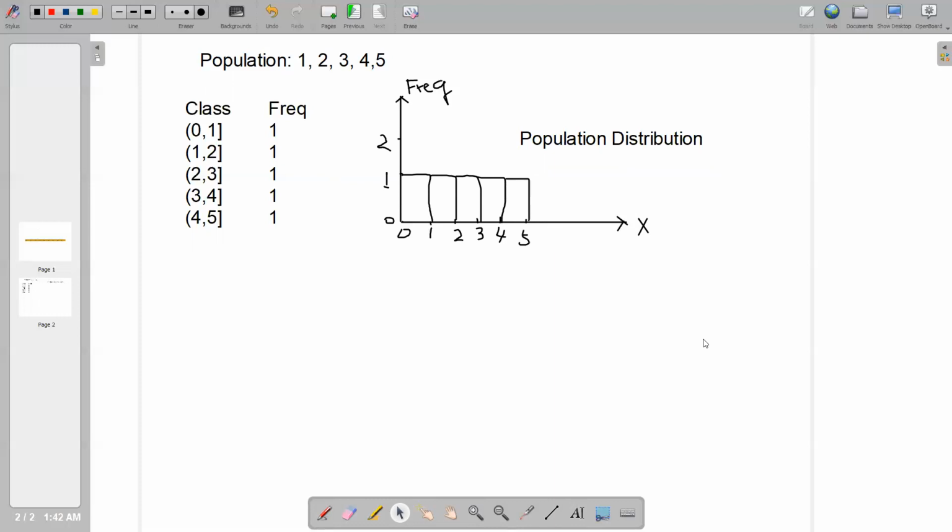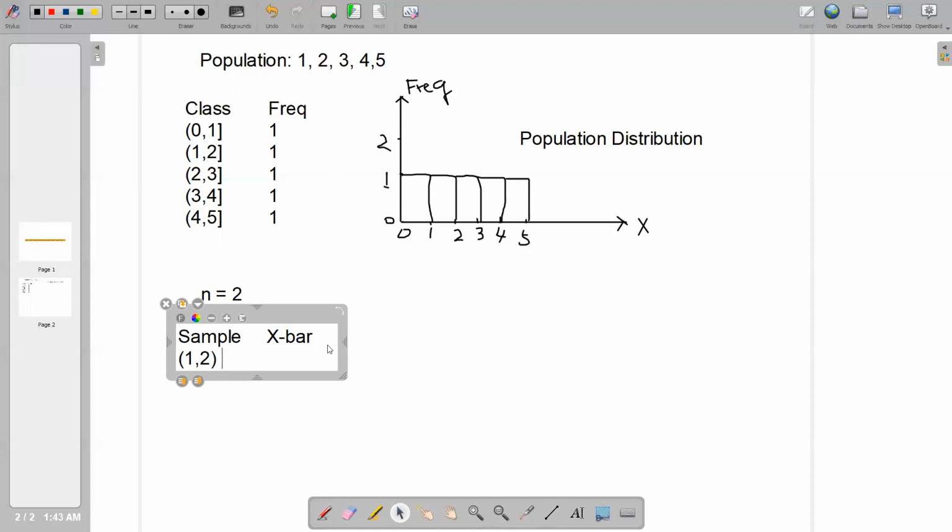So now what's the sampling distribution? For a sampling distribution, we need to determine the sample size first. So what sample size do you want? We're going to choose a small sample size, n equal to 2, okay? If you choose sample size equal to 2 from the population 1, 2, 3, 4, 5, what possible samples can we get? You choose 2 individuals randomly from the population.